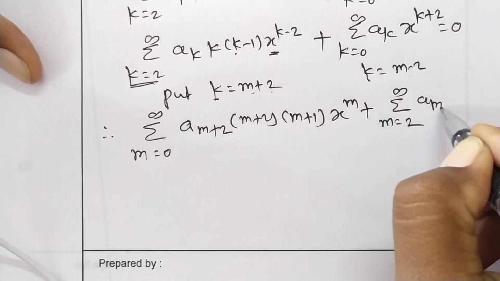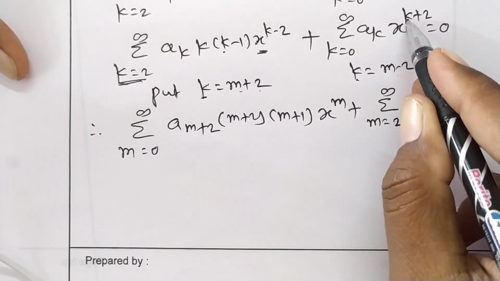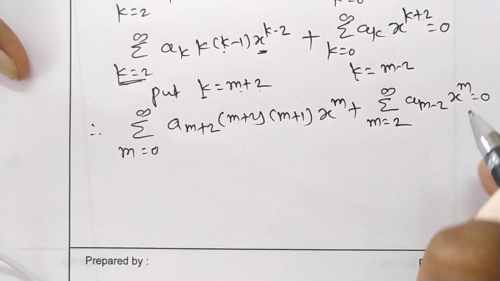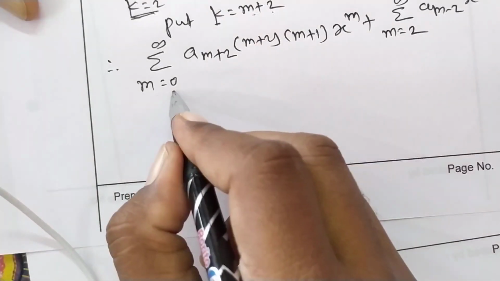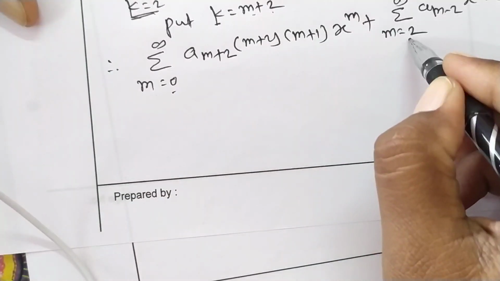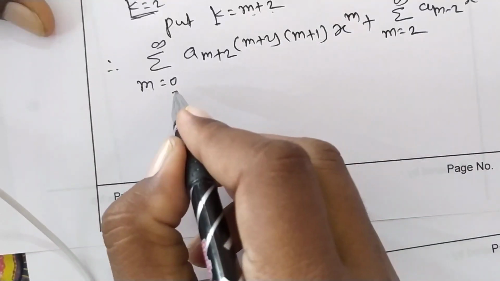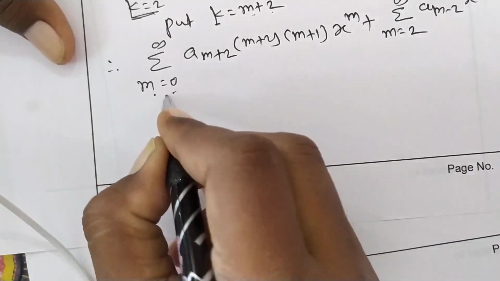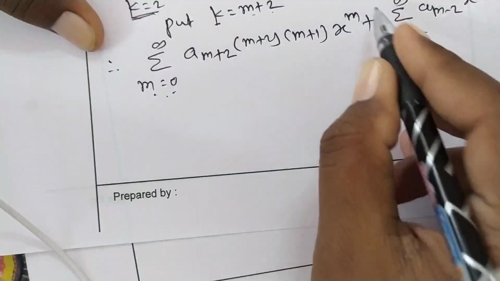ak means am minus 2, x to the power k equal to m minus 2, minus 2 plus 2 gets cancelled, m equal to 0. Now here m starts from 0 and here m starts from 2. So we have to make this the same, means if we expand this series for m equal to 0 and 1, then we can write here summation of m varies from 2 to infinity.